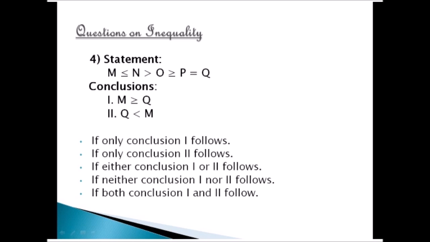Question number 4. Conclusion first says from M to Q. So my starting point is M. If I check my path or my statement, I cannot move from M to anywhere because there is incoming from N to M, but there is no outgoing from M. So without wasting time, I can directly strike out this conclusion. No need to check the complete statement, only the required value is needed.